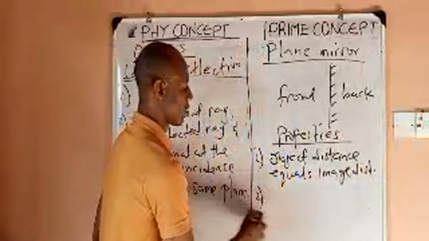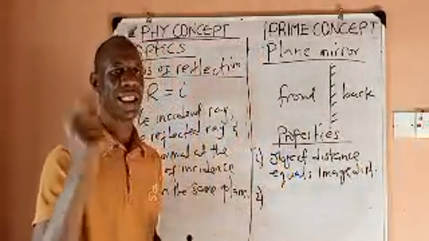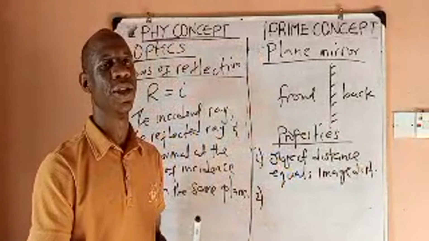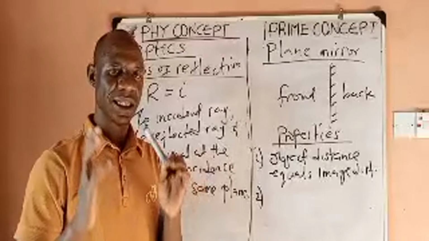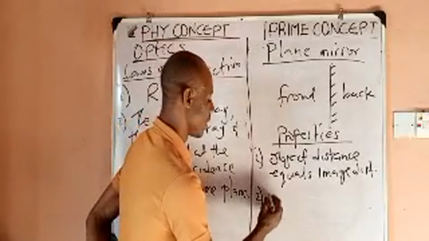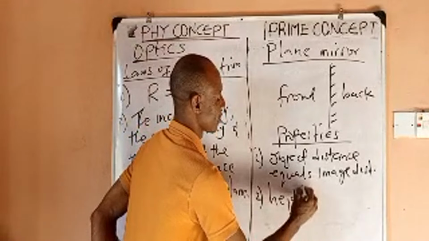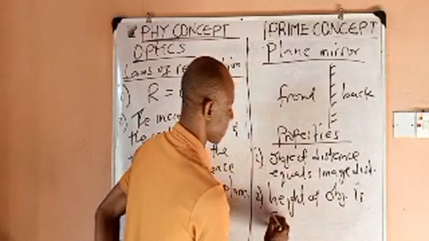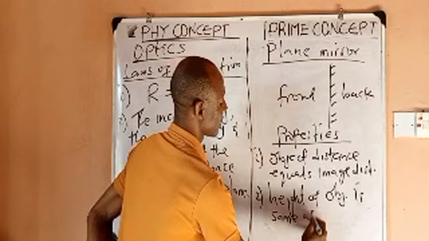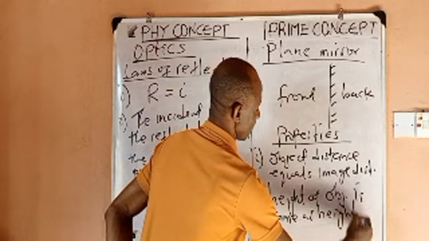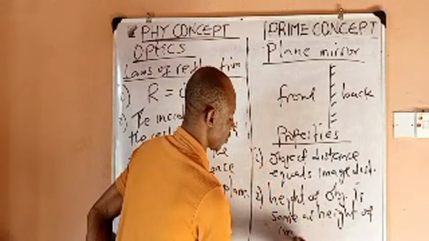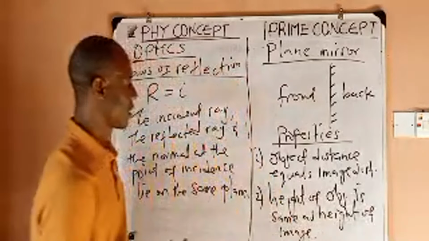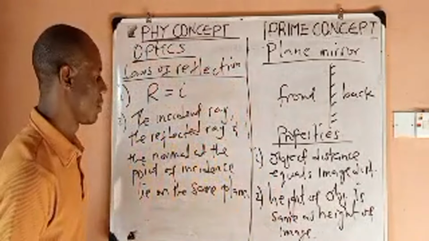Number two property to know is that the object is the same height as the image. The height of the object is the same as the height of the image. So this is another property to know.